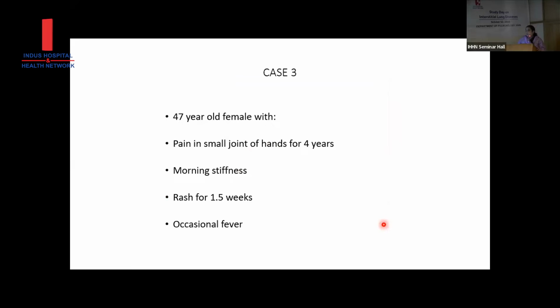Our third case is of a 47-year-old female with pain in small joints of hands for 4 years, with morning stiffness, rash for 1.5 weeks, and occasional fever. I don't know if as a pulmonologist you can diagnose this, but generally in our books, when you get this clinical picture, you have a diagnosis in mind. RA. Right. And Dr. Saima already told us what it's most associated with. UIP. So certain times we can get blinded, and I do that. If I see RA, I just assume it's going to be a UIP even before I open the scan.